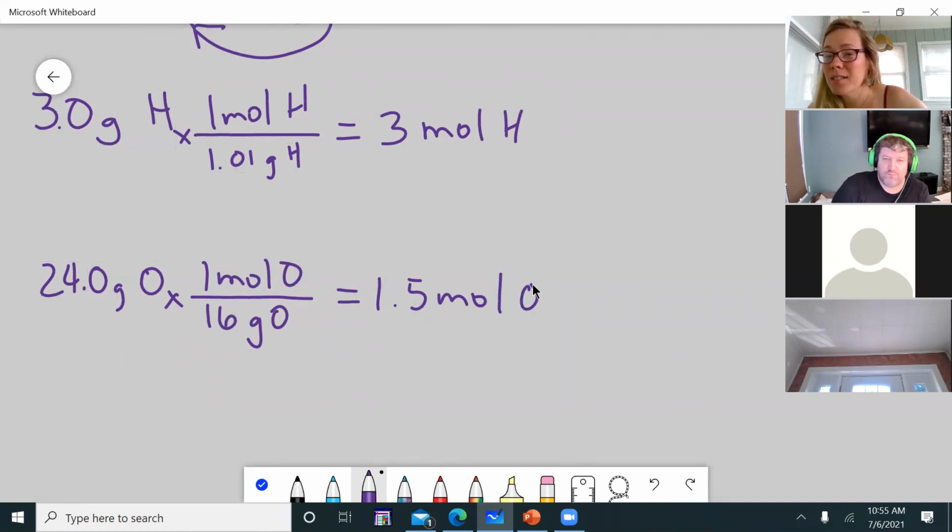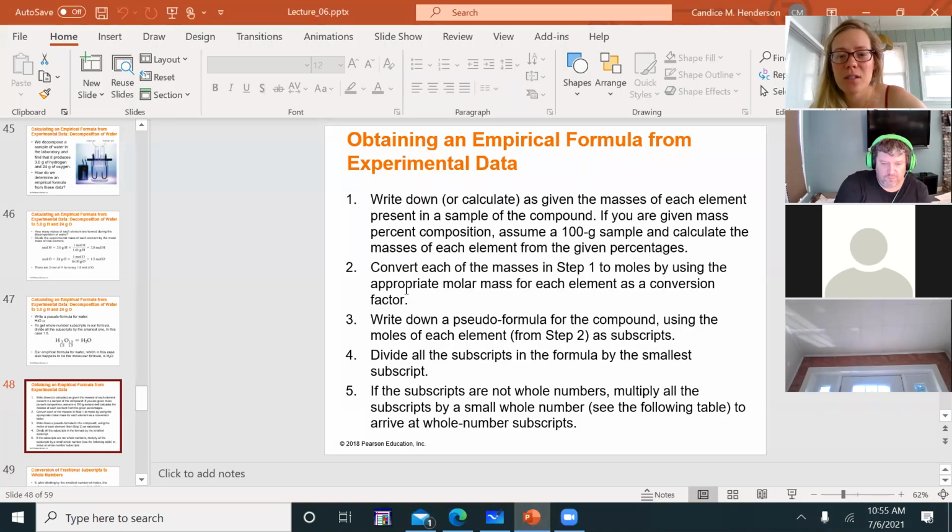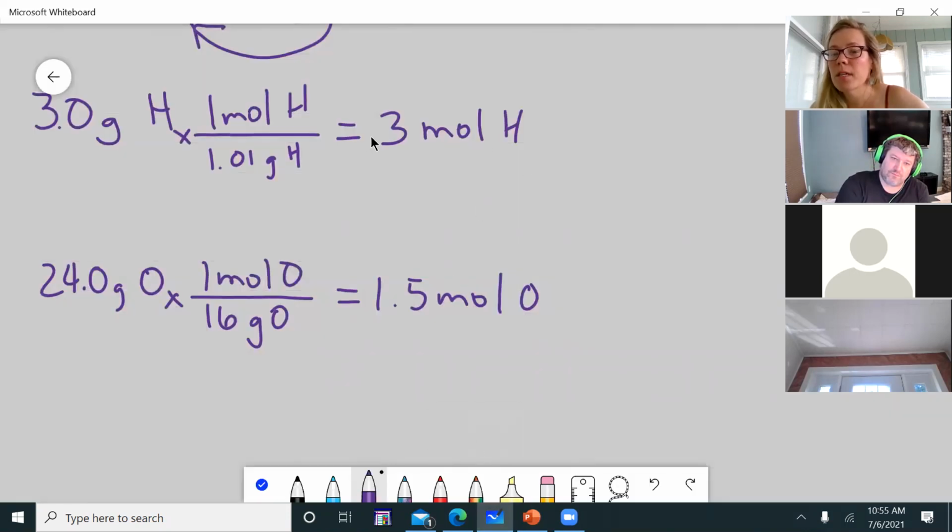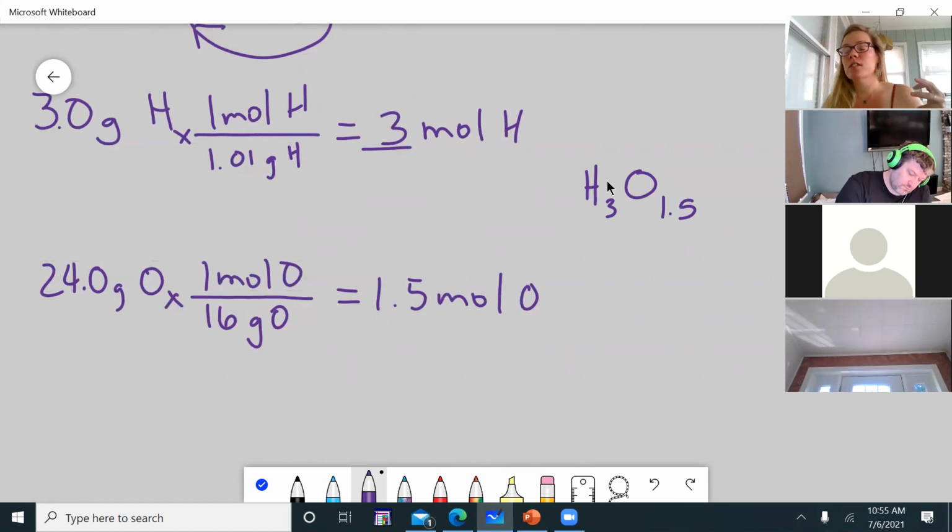So I'm going to put this into, I think the next step says, write down a pseudo formula for the compound where the moles of each element are the subscript. So I'm going to write a compound where these are the subscripts. So I've got hydrogen and it's going to have a 3 as its subscript. And then I'm going to have oxygen and it's going to have 1.5 as its subscript. Again, this ratio isn't wrong, it's just not whole number. We want it to be a whole number because we like whole atoms.